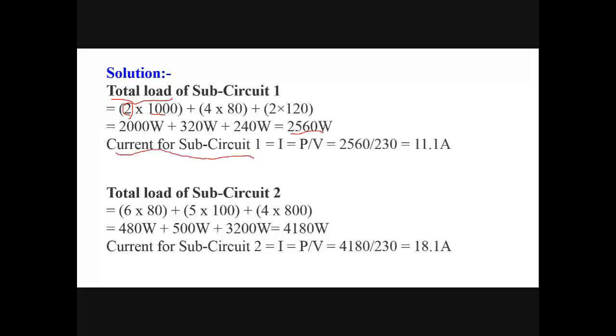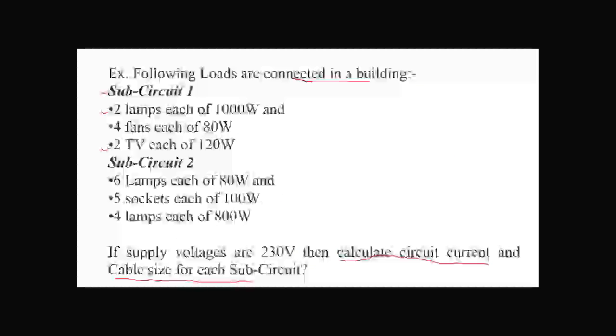Now we are interested in finding the current for a sub-circuit. How to find the current of a sub-circuit? We have the power rating, or wattage rating, with us. This 2560 is the wattage rating, and they have given a supply voltage of 230. We have to find the current rating. By dividing this quantity by 230, we get the current for sub-circuit 1 as 11.1 ampere.